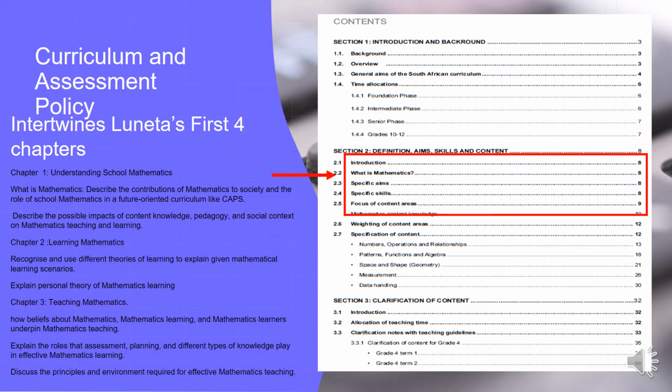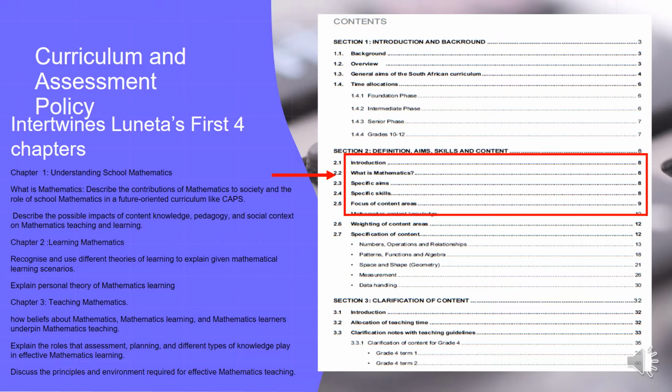Now, the first thing most universities will probably teach you is the second section of CAPS: the definition of mathematics, the aims of mathematics as a teacher in the classroom, the content and the skills the teacher should uphold according to CAPS, and the content to be covered, the specific focus context areas such as numbers and operations, patterns, space and shape, which is geometry, measurements, and data handling as an example.